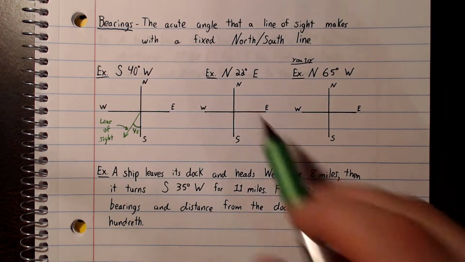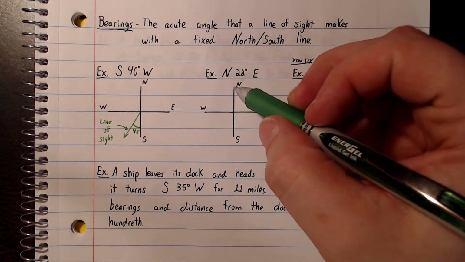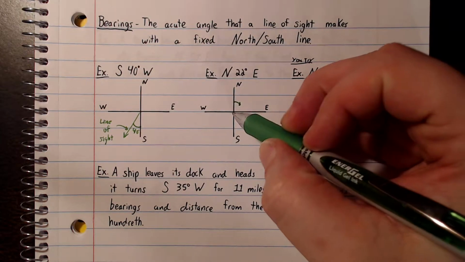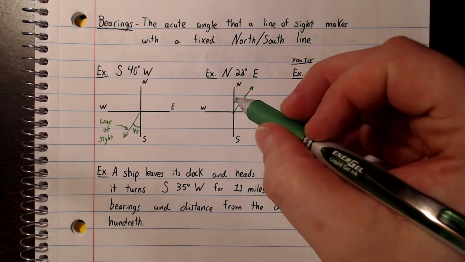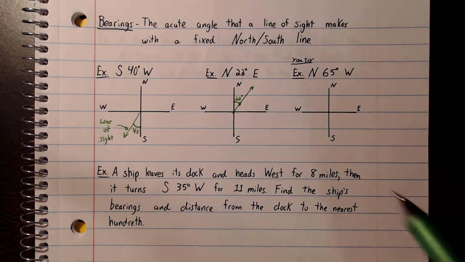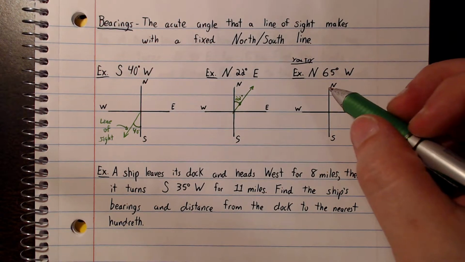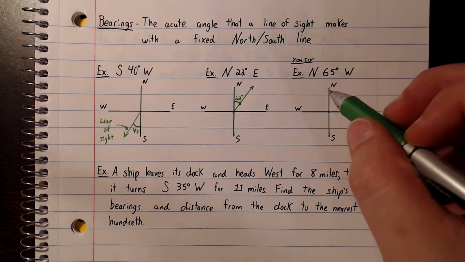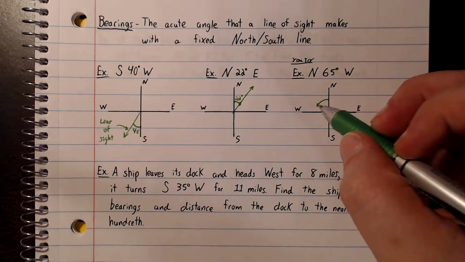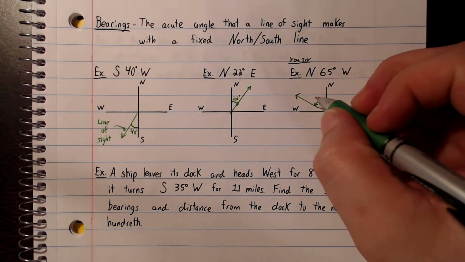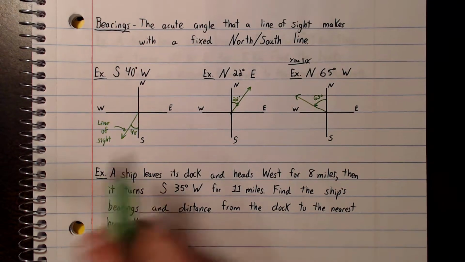Okay, north 22 east, that means we start at north and we're going to go 22 degrees towards the east. Okay, so you have one to try on your own. Figure out where that line of sight would end up falling. You want to start from north, head west, 65 degrees. It's going to be kind of shallower, right about there. Okay, so that's how bearings work.